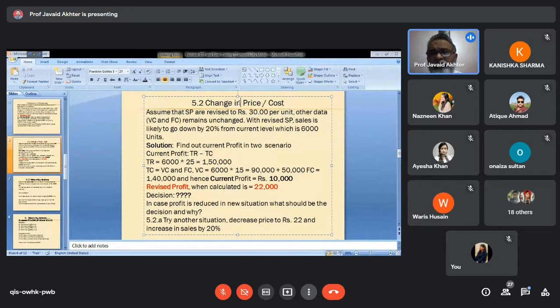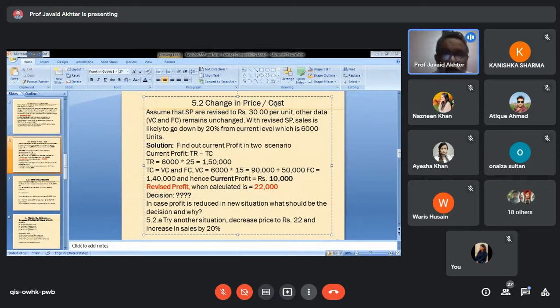Change in price, change in cost. In fact, I have written it under one heading. There can be as many as 6 headings of this use. Change in price upward, change in price downward. For example, the current price you assumed earlier was 25. It can be 30, it can be 20. So you increase the price, you decrease the price. You increase variable cost, you try decreasing variable cost. You try increasing fixed cost, you try decreasing fixed cost. So there may be 6 possibilities of changing the price and cost, wherein the break-even analysis will guide you.